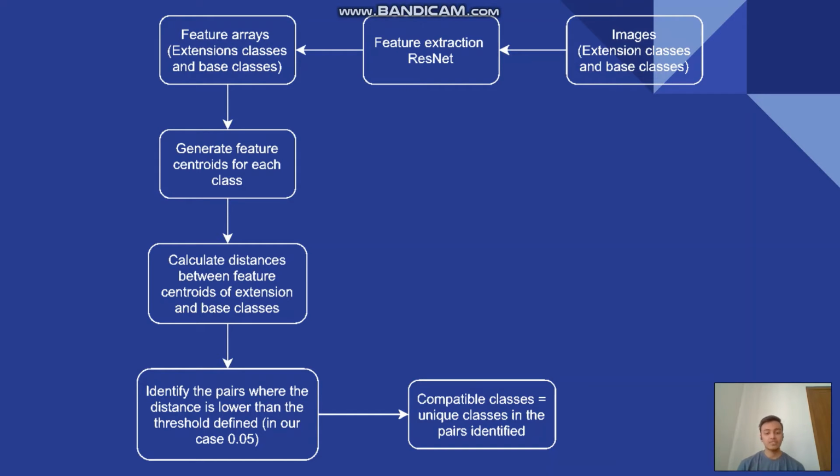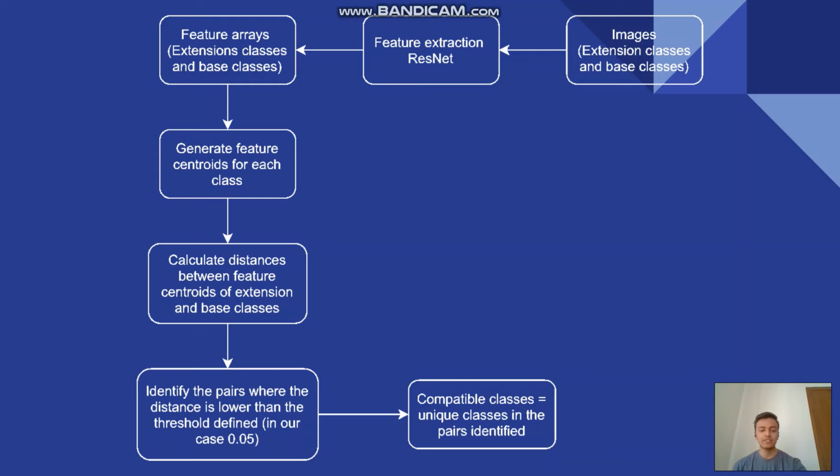by the pairwise distance computations between the feature centroids of each class in the base as well as the extension classes. The compatible classes are selected based on the similarity threshold set, and here we are using 0.05 because we saw that it works pretty well. It can also be changed depending on the problem at hand.